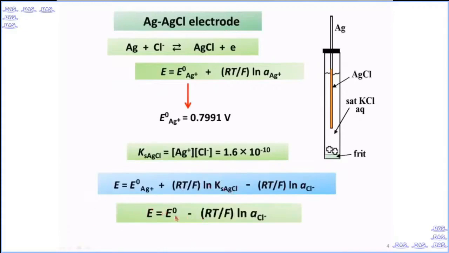So this is the simplified presentation. This E0 term is constant, 0.222 volt. For the AgCl electrode, the potential depends on the activity of chloride ion.